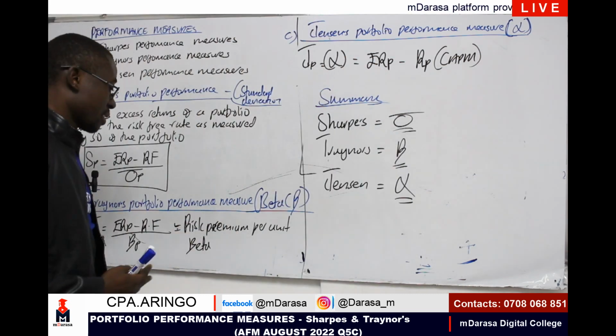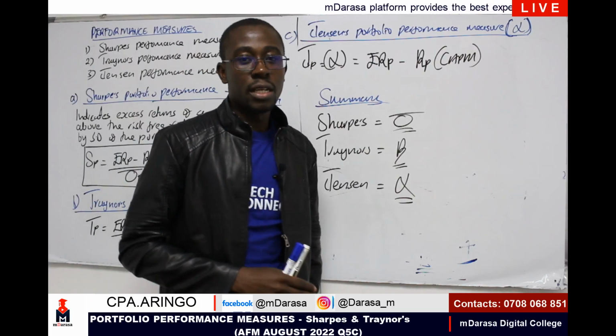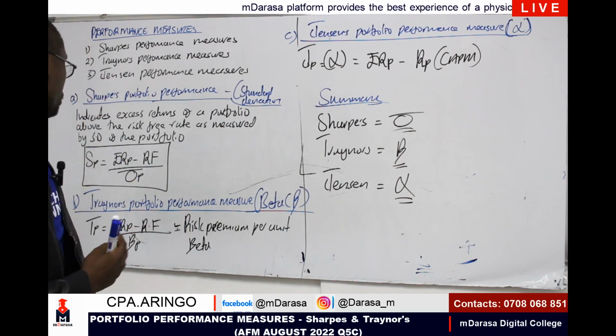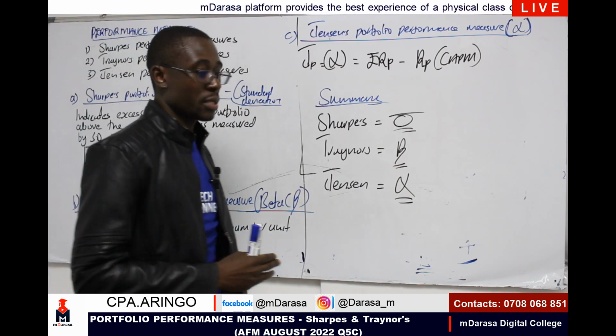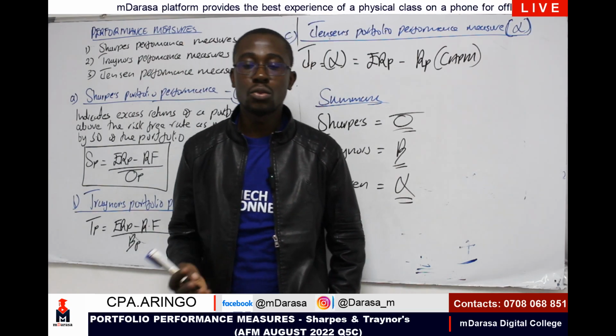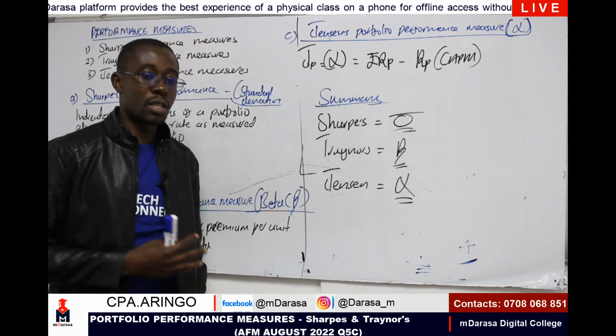Remember, in our previous class, we introduced the concept of portfolio performance measures. In that case, we mentioned basically three concepts: Sharpe's, Treynor's, and Jensen's methods. So in our class today, I want us to look at a question which will open our minds wide when it comes to matters to do with the concept of portfolio performance measures.